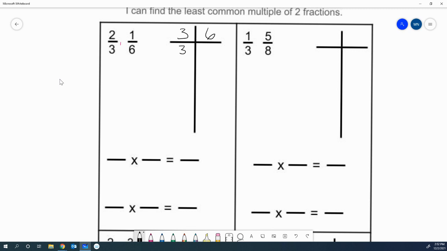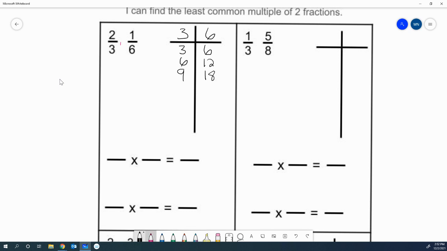3 times 1 is 3. 3 times 2 is 6. 3 times 3 is 9. That's probably good for this one. Now let's write out the first couple multiples of 6. 6 times 1 is 6. 6 times 2 is 12. 6 times 3 is 18.